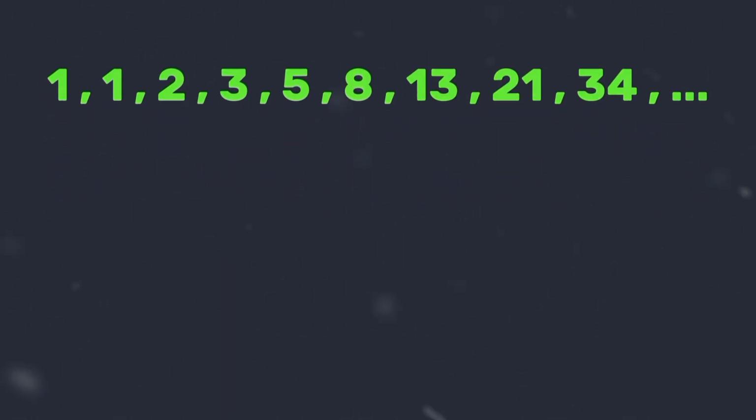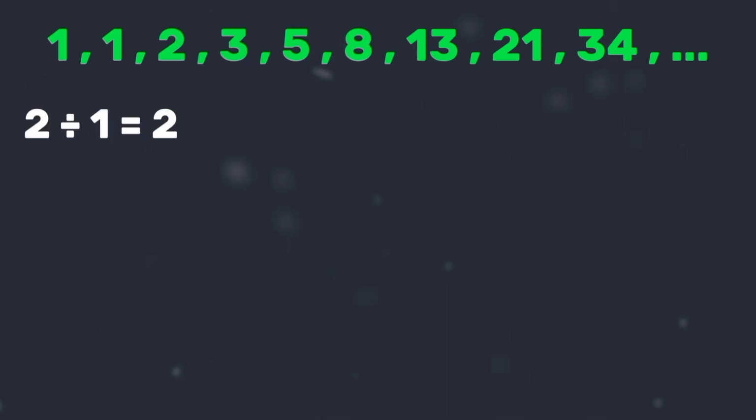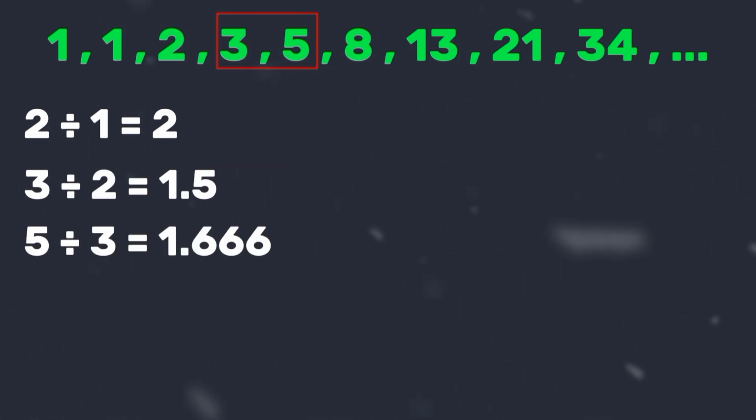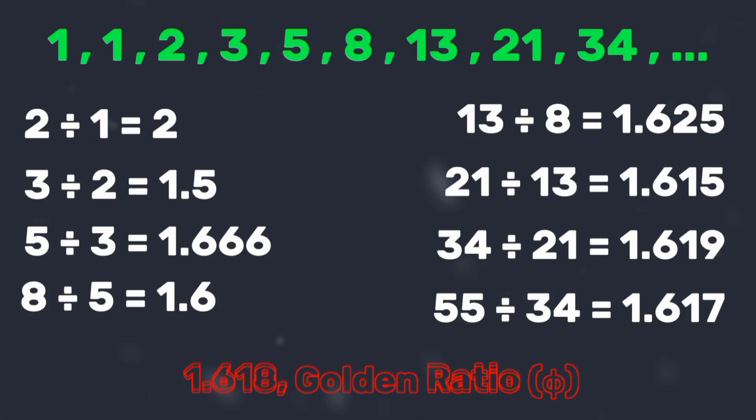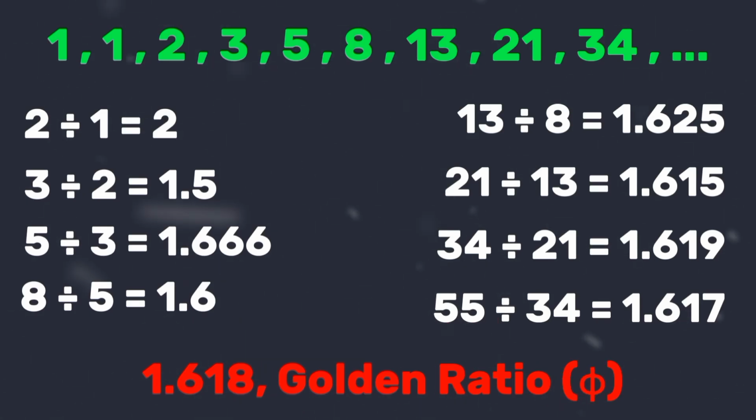As we go further in the sequence, if we divide each number by its preceding number, we get 2 divided by 1 is equal to 2. 3 divided by 2 is equal to 1.5. 5 divided by 3 is equal to 1.666. 8 divided by 5 is equal to 1.6. As this pattern continues, the ratio approaches 1.618, a special mathematical constant known as the golden ratio.